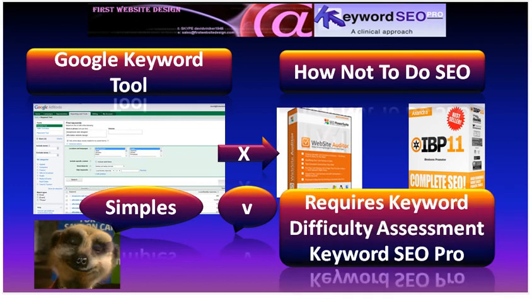There is a crucial interim step. You need a keyword difficulty tool that will sort out the keywords that you can safely compete for and those where you would be chasing rainbows. And I would like to explain why Keyword SEO Pro is the best available and a unique program that will do this work for you.